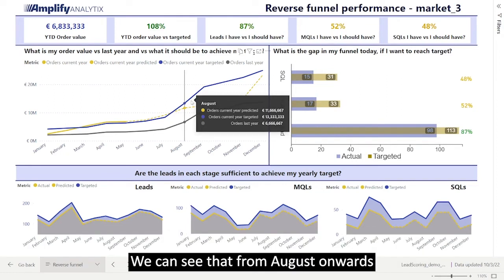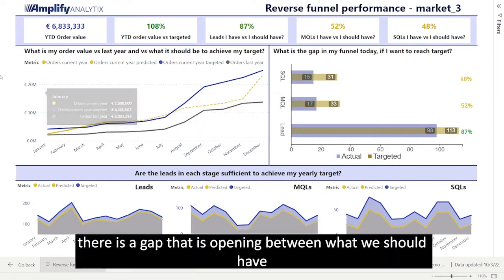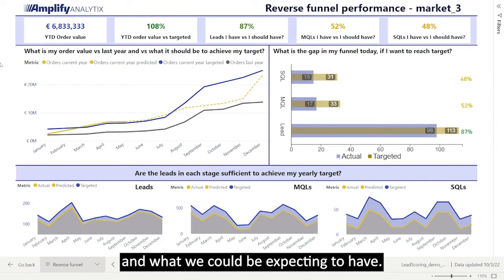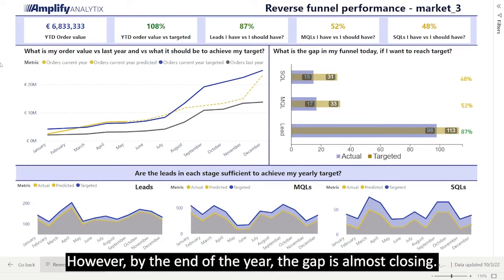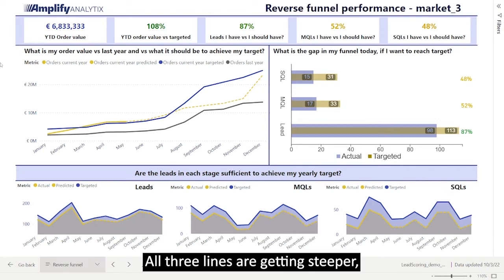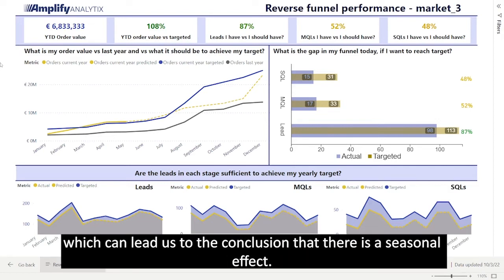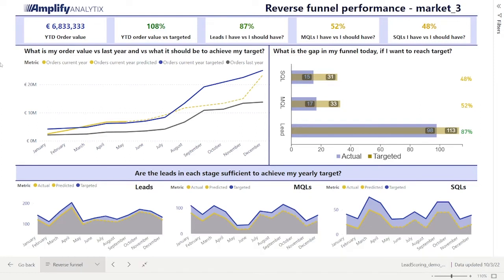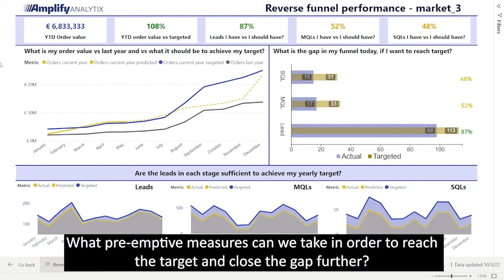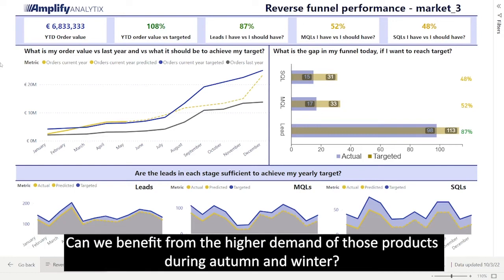We can see that from August onwards, there is a gap that is opening between what we should have and what we could be expecting to have. However, by the end of the year, the gap is almost closing. All 3 lines are getting steeper, which can lead us to the conclusion that there is a seasonal effect. Questions we can ask: what preemptive measures can we take in order to reach the target and close the gap further? Can we benefit from the higher demand of those products during autumn and winter?